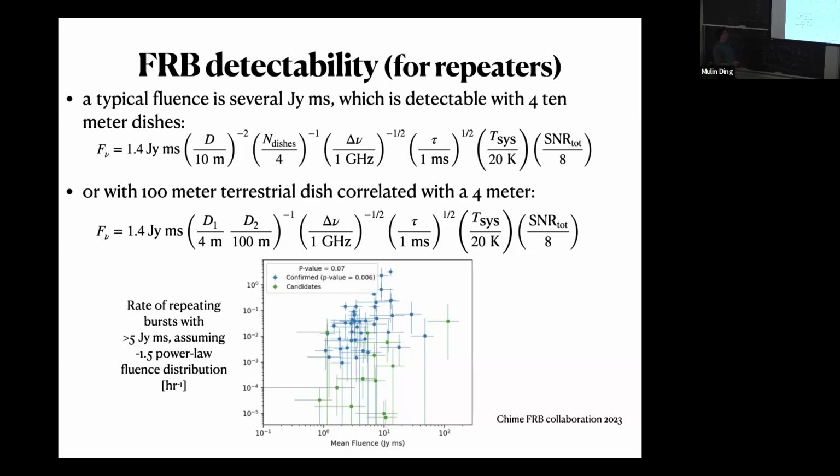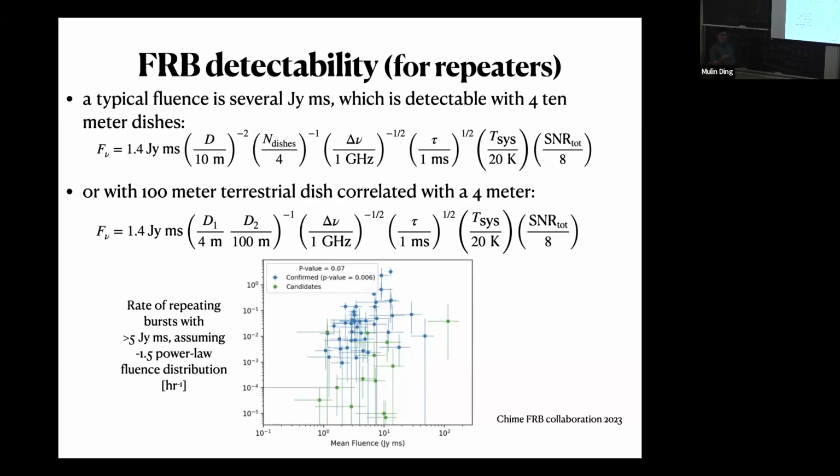Okay, so these fast radio bursts. People like to talk about their fluence, which is their time-integrated flux. Their fluences are usually several Jansky milliseconds or larger, for most of the detected FRBs. A Jansky is a very large radio flux. A Jansky source is really bright. So they're a Jansky for a millisecond.